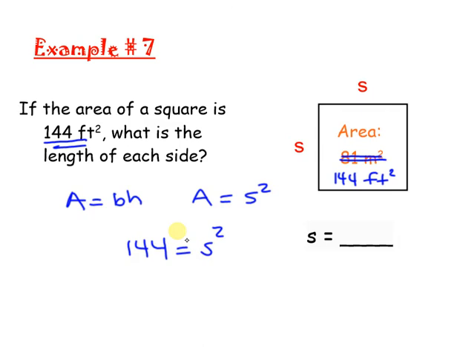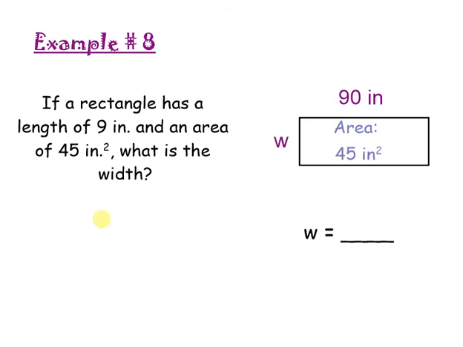And as these numbers get bigger, use your calculator for guess and check. Do 9 times 9, 10 times 10, 11 times 11. In this case, you should get that 12 times 12 is 144. So each side is going to equal 12 feet. Okay.